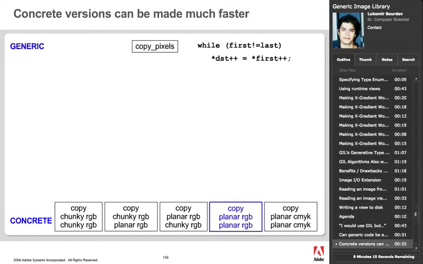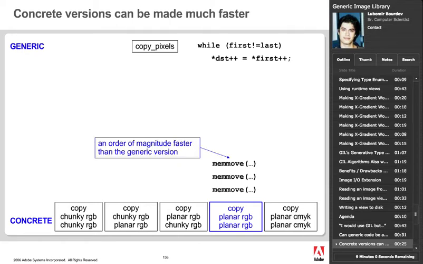The problem is that the concrete versions can be implemented much more efficiently. For example, if we know that we're copying between two planar RGB images, we can just do 3 mem moves, one for each color plane. This is about 10 times faster than the generic version, and there is clearly nothing that we can do in the generic version to that effect.